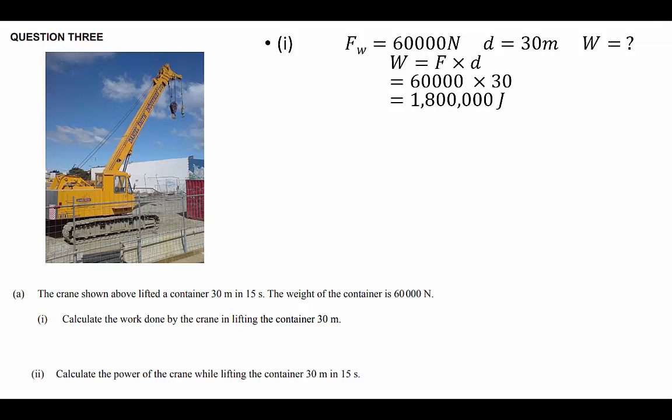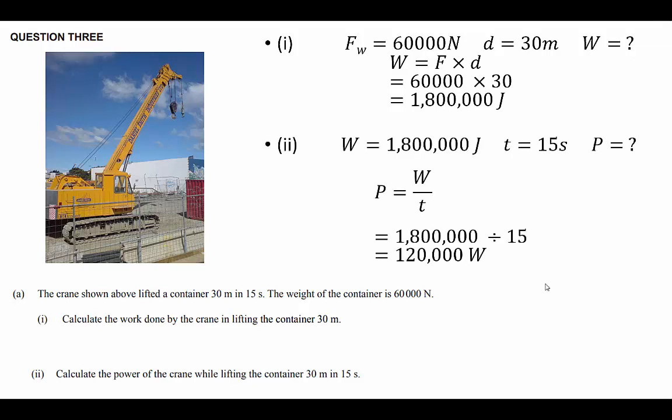In part 2 we have to calculate the power of the crane, and so the equation that you've got for power, at the front of the booklet, is energy or work done divided by time. So we use the work done from part 1 and we divide that by the time of 15 seconds. So that gives us 1,800,000 divided by 15 comes out at 120,000 watts or joules per second.